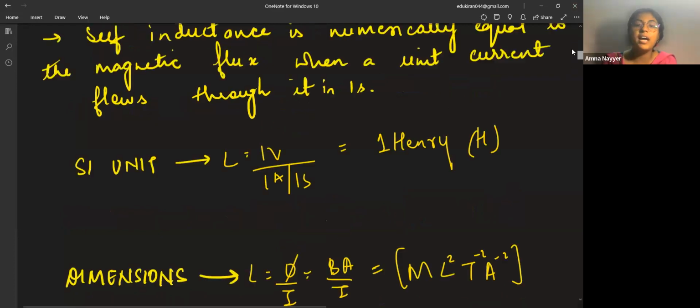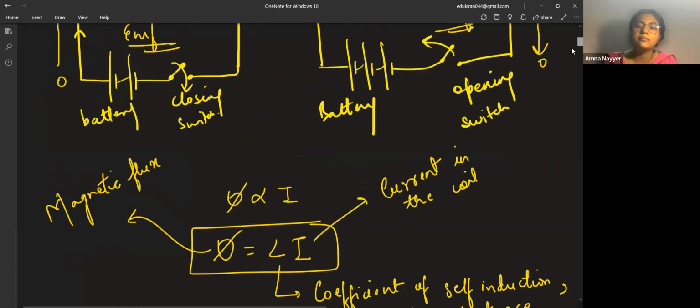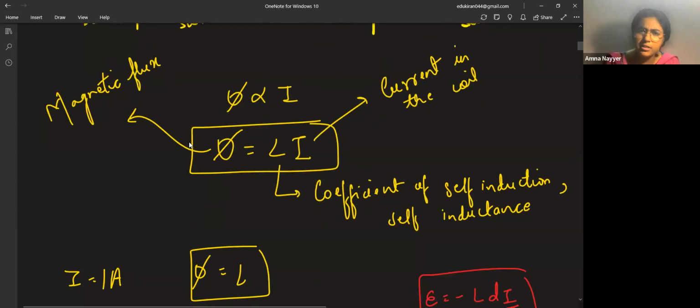So phi is equal to Li. This formula all of you should remember. And there is no derivation in this. Direct. They are proportional, so they are proportional.